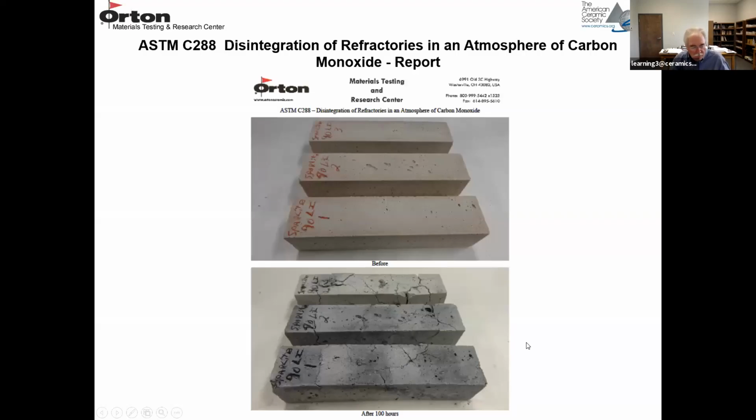So that finishes up the alumina silica refractories and a couple extra ASTM tests that are relevant to these materials. Anybody have any questions on this?